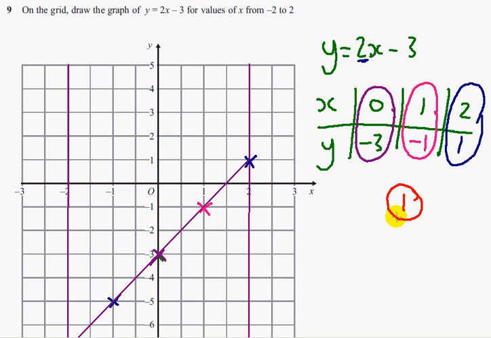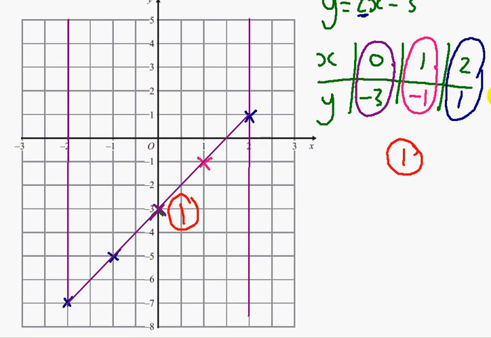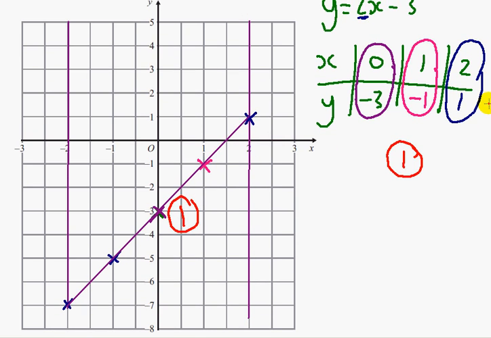The second method mark is for plotting at least 2 points correctly onto the graph here. The third mark is not a method mark. The third mark is if you've done the line within these boundaries here, like it says. Okay, so that's your 3 marks, and that's it. So the third mark is for the boundaries, and that's it.